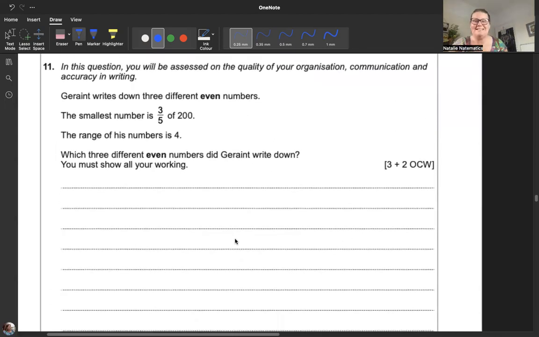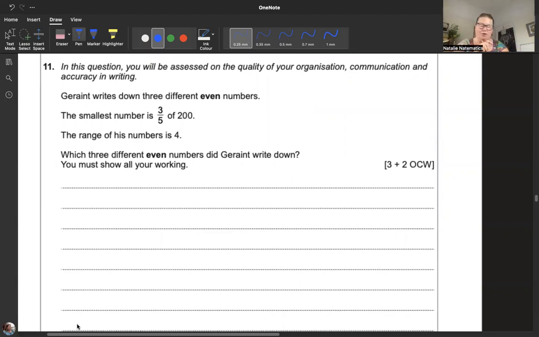Right. Now, WJC have some questions where they talk about organization, communication, and accuracy. So when you use maths in real life, because believe it or not, maths does exist outside the classroom.